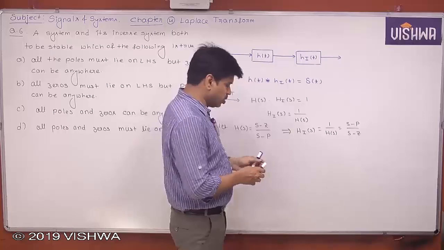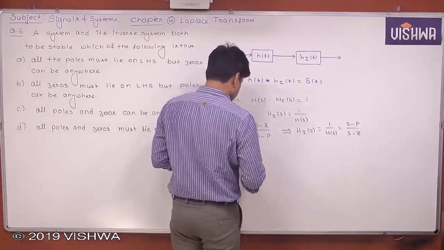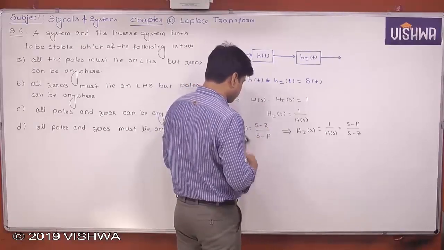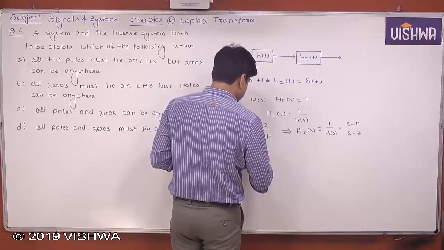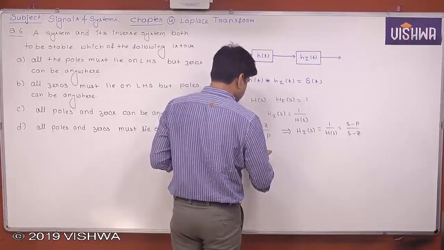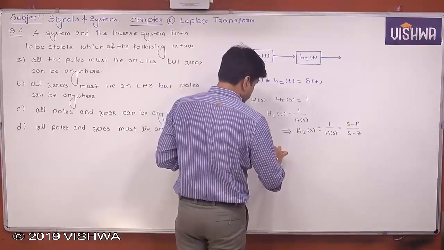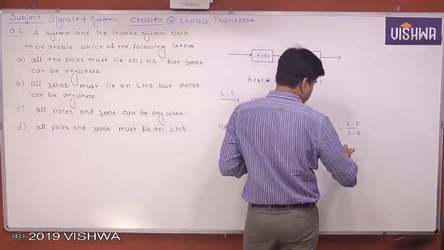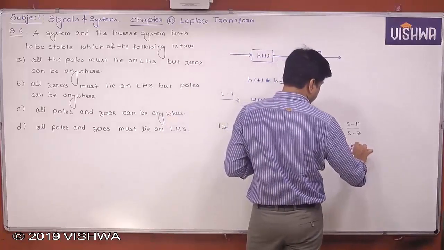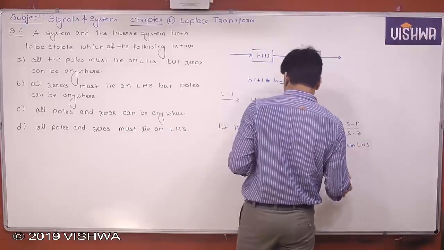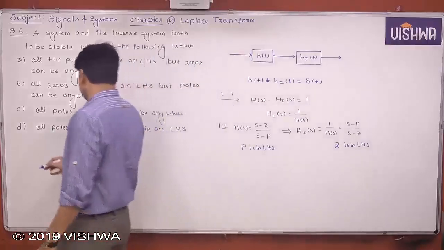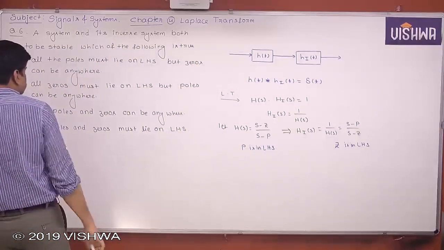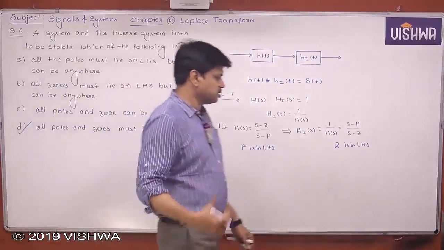I hope you understood. So if p is in the LHS, and z is in the LHS, then all the poles and zeros have to be in the left half of the s-plane. This is the condition. Clear? Take it.